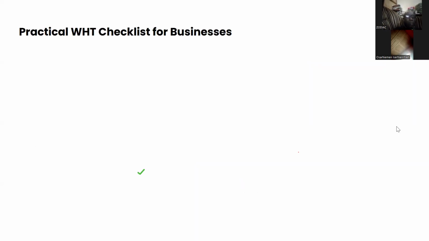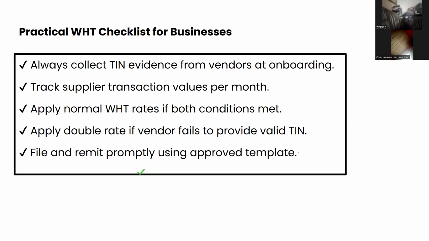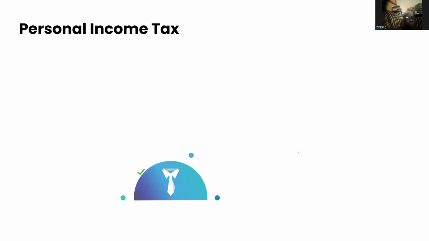Moving forward, I think we don't have so much time again, so I need to be a bit faster. So the practical withholding tax checklist for a business: 1, always collect evidence from vendors at onboarding. 2, track supplier transaction value per month. 3, apply normal withholding tax rates if both conditions are met. 4, apply double rate if the vendor fails to provide a valid TIN, or the tax office will receive double penalty from you. That's an addition to that. 5, file and remit promptly using approved templates. So these are the practical withholding tax checklists for your business.